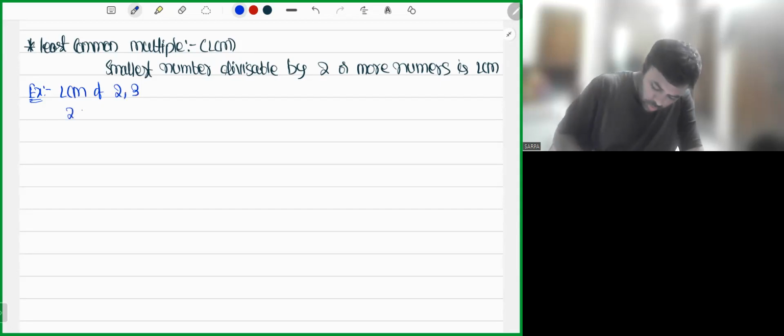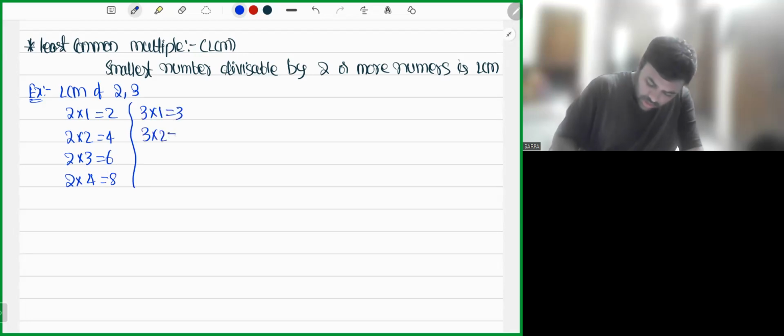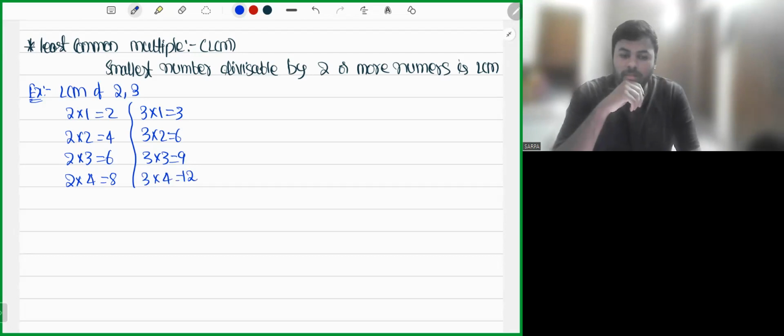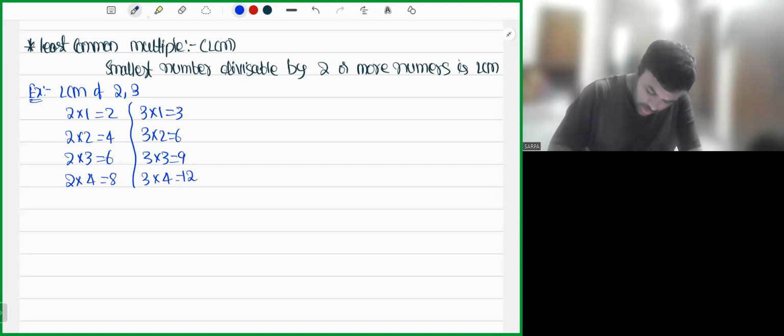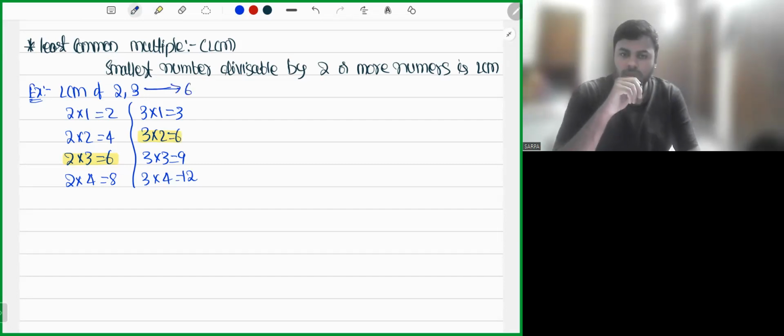2 into 1, 2; 2 into 2, 4; 2 into 3, 6; and 2 into 4, 8. Now let's see with respect to 3. 3 into 1, 3. 3 into 2, 6. 3 into 3, 9. 3 into 4, 12. Now, what is the least number among 2 and 3 which is divisible by both 2 and 3? Yes, sir. It is 6. 6 is the least common number which is divisible by 2 and 3.